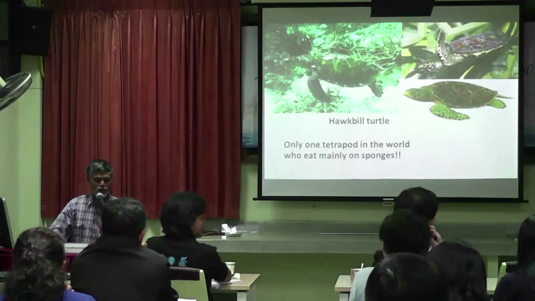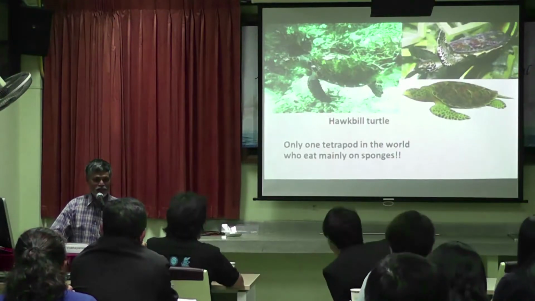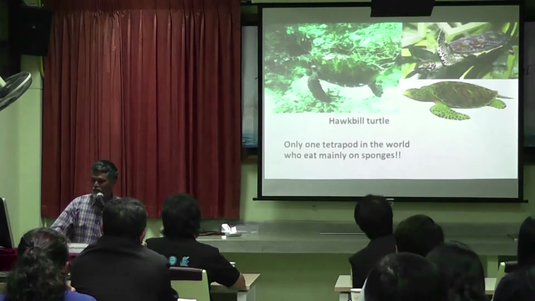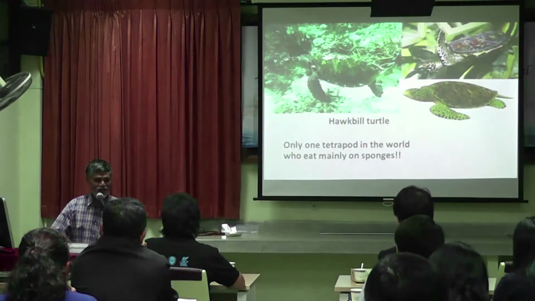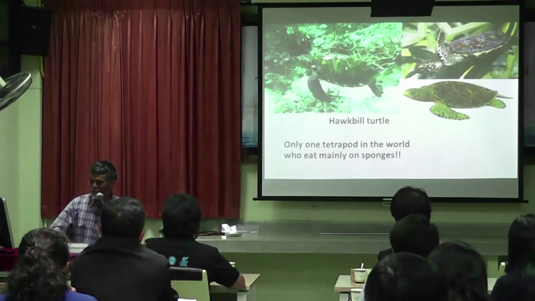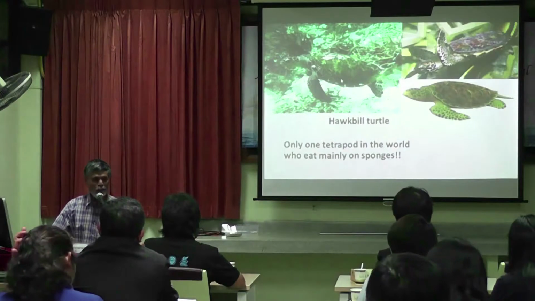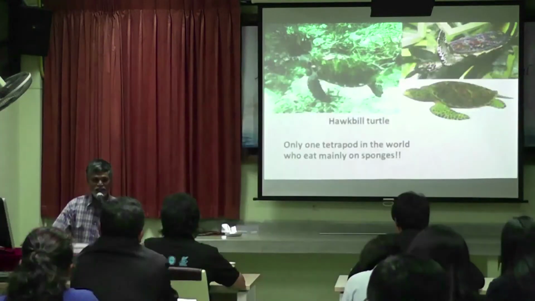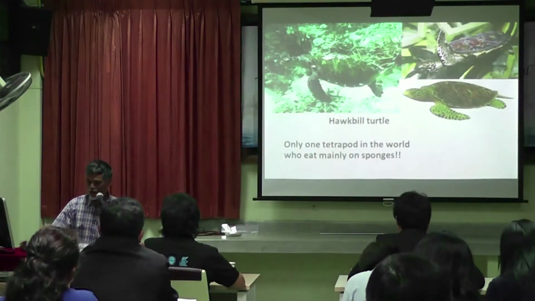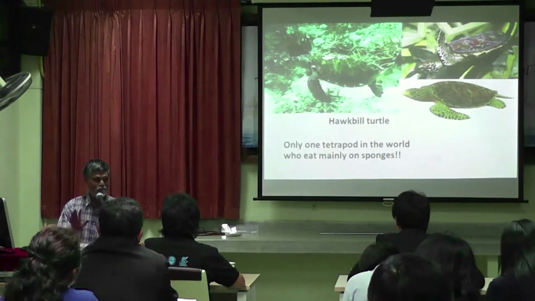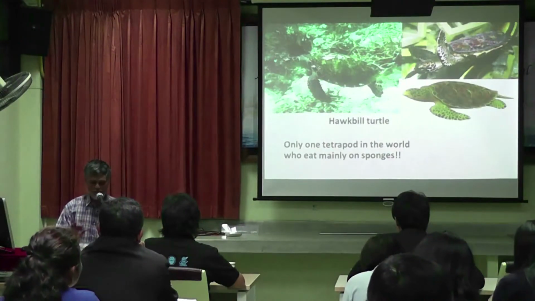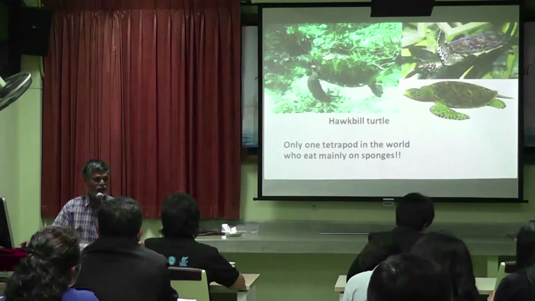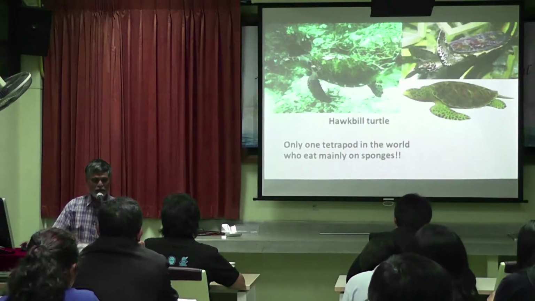Sponges are also food of many invertebrates and fish, but are never eaten by any other tetrapod animal. Only the hawksbill turtle eats mainly sponges, and maybe sometimes they eat coral, or seaweed, and also some algae, but not meat. Whereas the green turtle eats mainly sea grasses and some algae, and rarely eats meat like some small vertebrates.